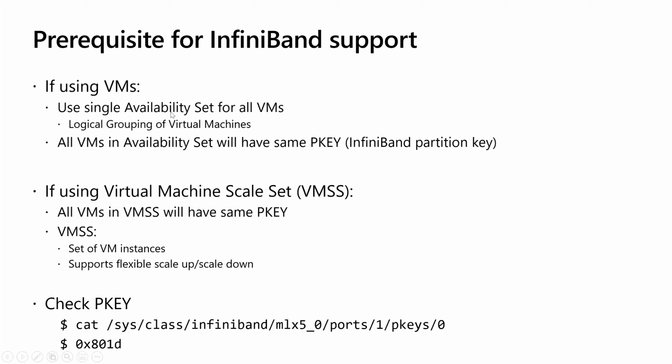One easy way to check if they have the same P key is to check for this file. Depending on the IB card, the location might be slightly different. This is just an example. But always make sure that if you're deploying individual VMs, they are deployed in the same availability set.